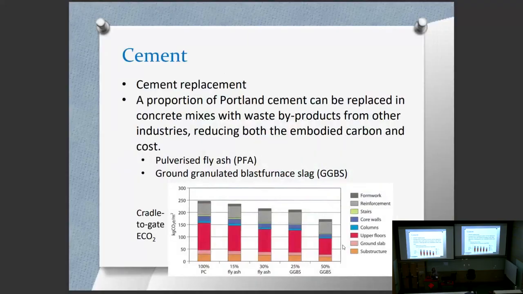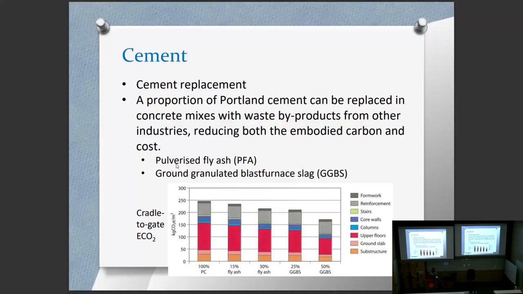So can we replace the Portland cement with some other materials? Yes, we can. A proportion of Portland cement can be replaced in the concrete mix with some waste byproducts from other industry, and it will reduce the embodied carbon and also the cost. For example, by the use of pulverized fly ash, in short, PFA. It is a kind of fine powder, and it is a byproduct of burning coal in power plants.